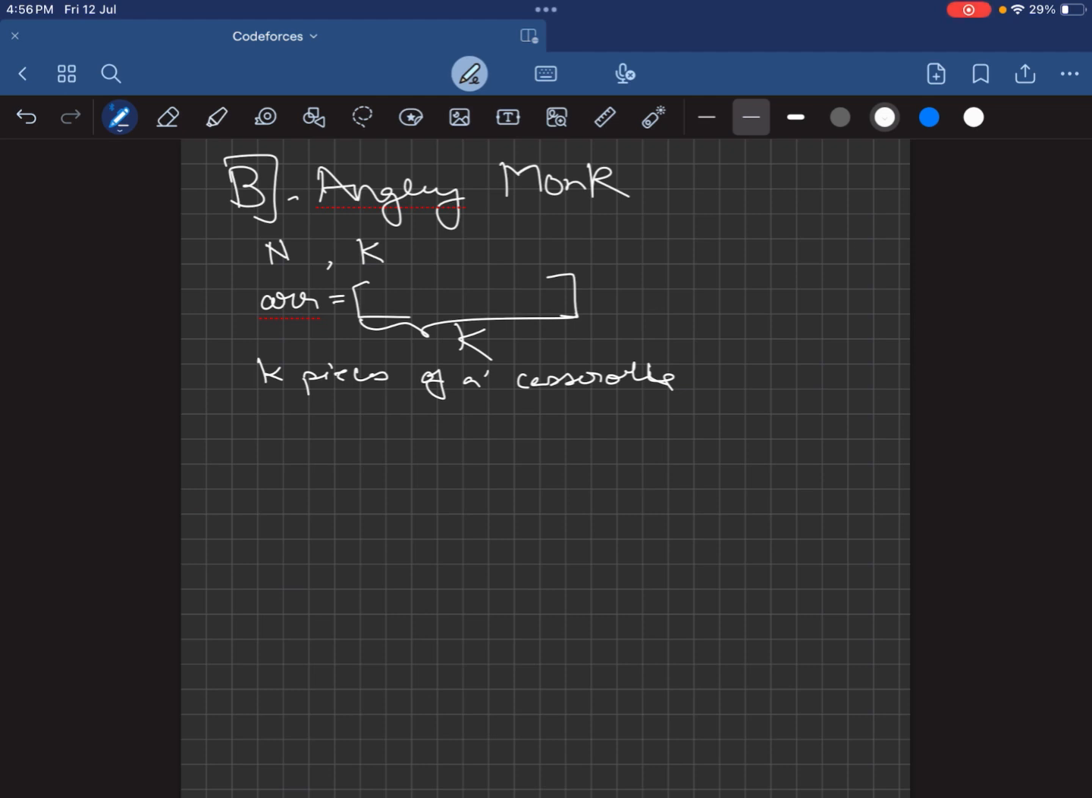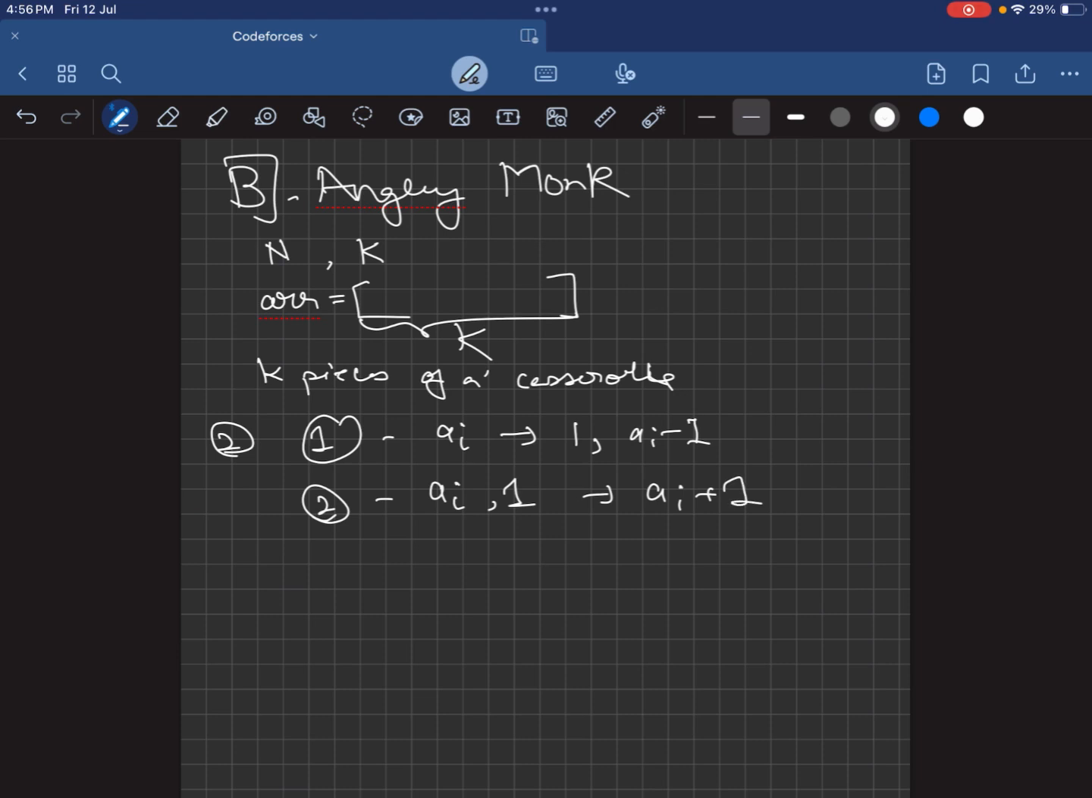and our task is to join this casserole into a single piece using the minimum operations possible, and we have two operations allowed. One of them is, you can take a casserole piece of length ai and cut it into two pieces of length 1 and ai minus 1. The other operation is to take a casserole piece of length ai and another piece of 1, and convert it to a single piece of ai plus 1.